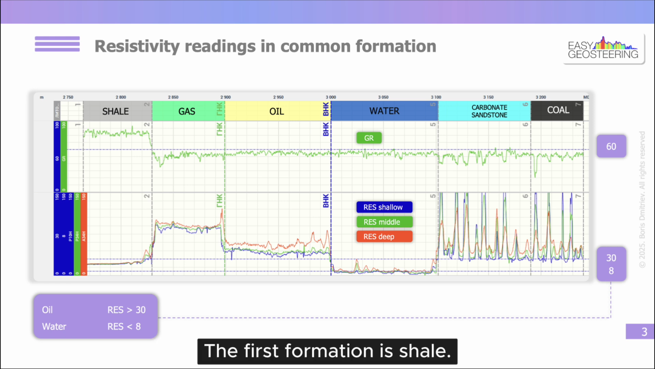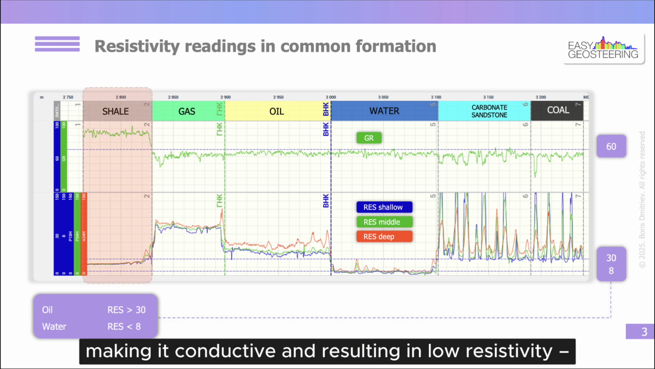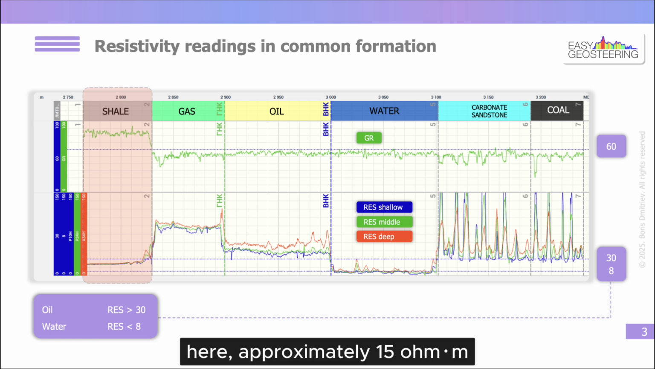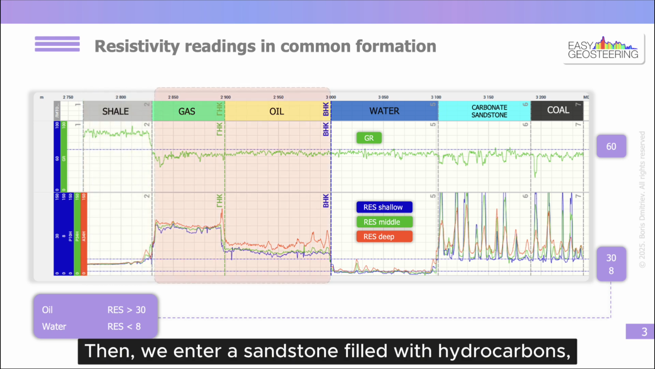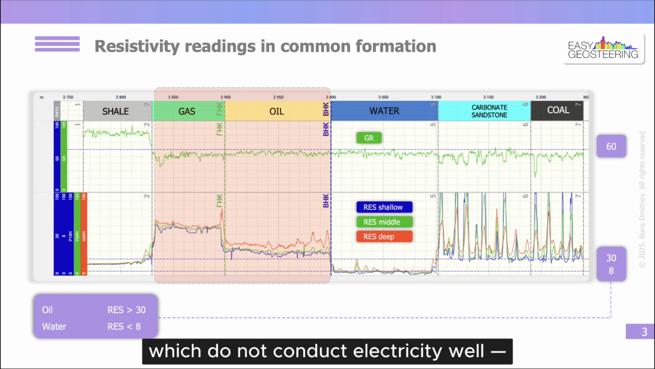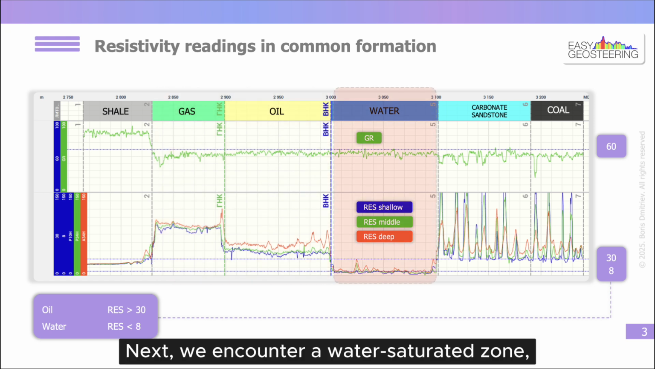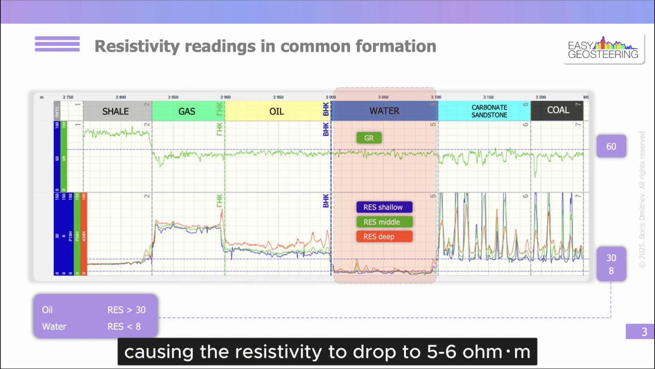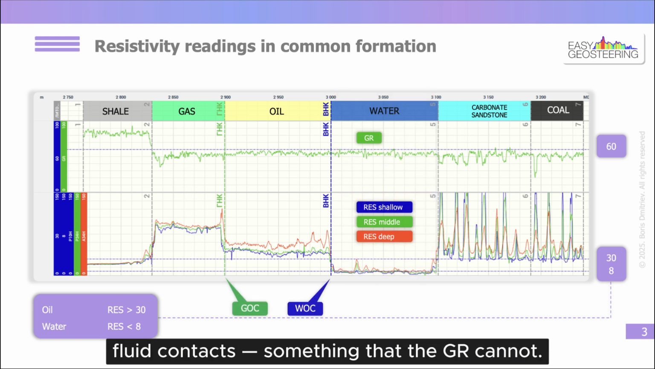The first formation is shale. As we know, shale contains bound water, making it conductive and resulting in low resistivity, here approximately 15 ohms. Then we enter a sandstone filled with hydrocarbons which do not conduct electricity well, gas with 90 and oil with 50 ohms. Next, we encounter a water-saturated zone, causing the resistivity to drop to 5-6 ohms. And now we can see that resistivity curves can reveal fluid contacts, something that the gamma ray cannot.